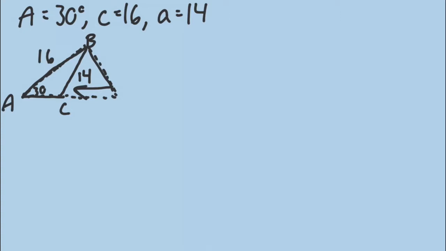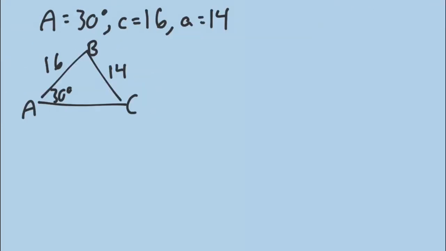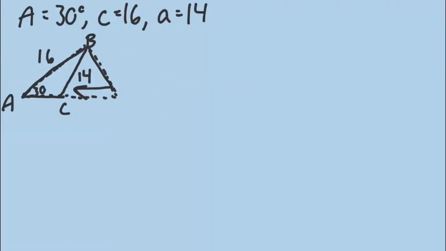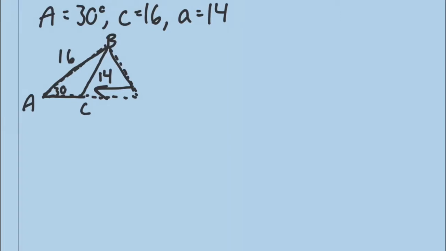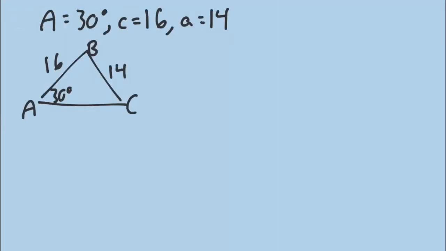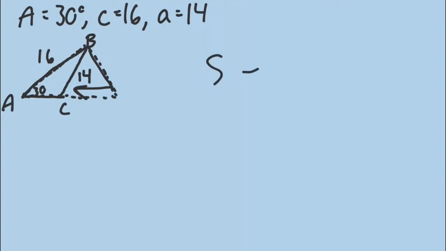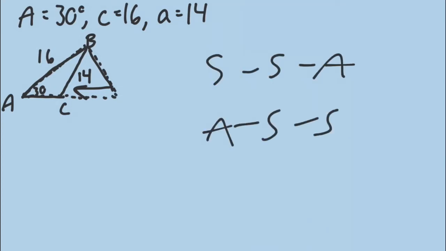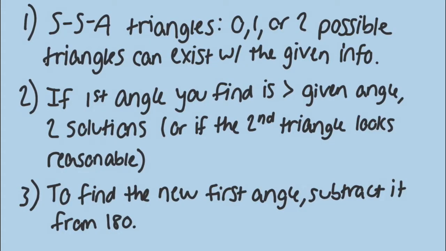Notice it's different from the first triangle in that angle C was acute, now it's obtuse, and angle B and side B are also different. So that is only possible with side-side angle triangles, or looking at it backwards, angle side-side. So it's not that hard to remember that this is the case we don't want to be dealing with. So the first thing was side-side angle triangles, or reading it backwards, angle side-side. 0, 1, or 2 possible triangles can exist with the given information.